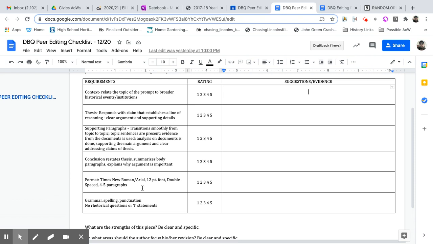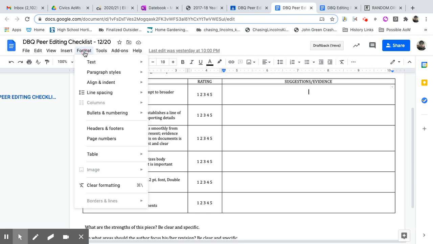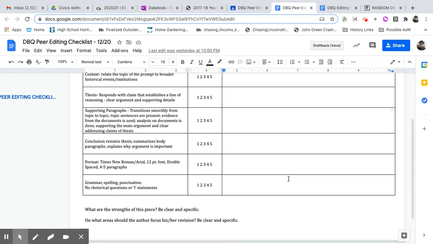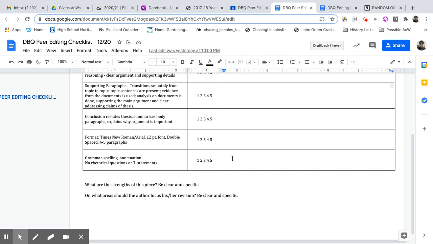In general, the format's easy, so it's easy to check. It should be in Times New Roman or Arial. It should be 12-point font. It should be double spaced, and it should be 4 to 5 paragraphs. If you don't know how to double space stuff, you just come up to format, line spacing, double. So that's easy fixes.